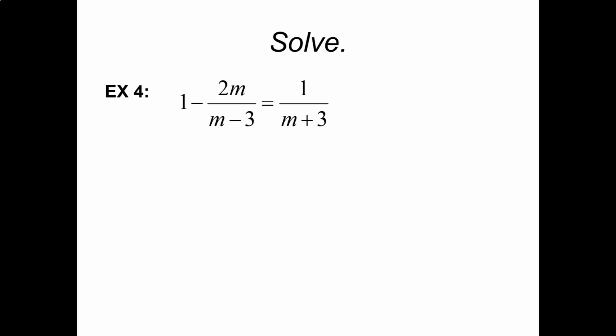Alright, so we got 1 minus 2m over m minus 3 equals 1 over m plus 3. This is a Math 3 standard, so you should have done these problems, I think, last year. Does anybody remember what we need to do for this? What do we need to use for our least common denominator here? M plus 3? How would we get an m plus 3? Like, how would we change this to an m plus 3?